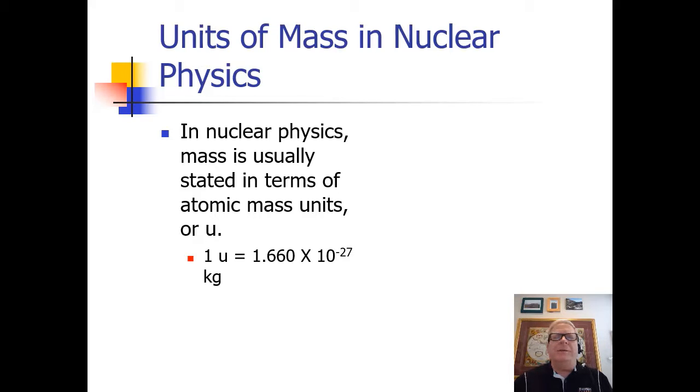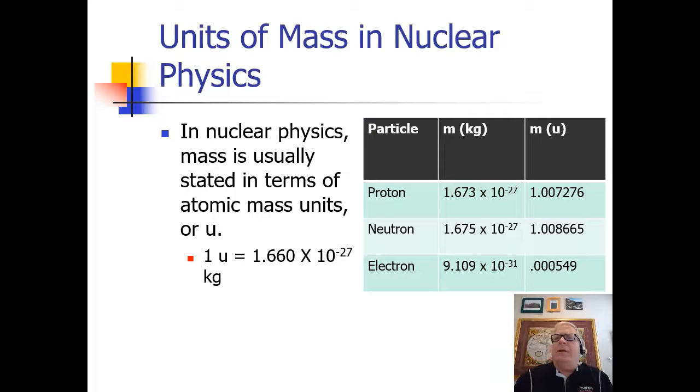Because it's difficult to talk about very, very small amounts of mass in kilograms, they use another unit, which is the atomic mass unit, or U. So 1 U is 1.66 times 10 to the minus 27 kilograms, meaning that each of the fundamental particles you see here has its mass equivalent in U. For example, a proton is just a little bit over 1 U. A neutron is a little bit more than that. An electron is about 1/2000th the mass of a proton.